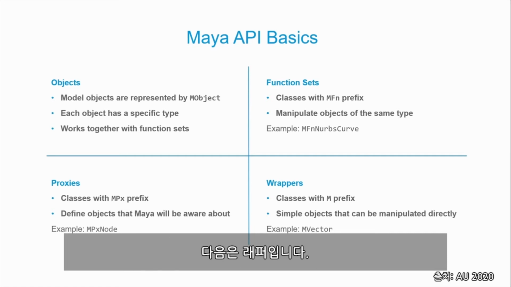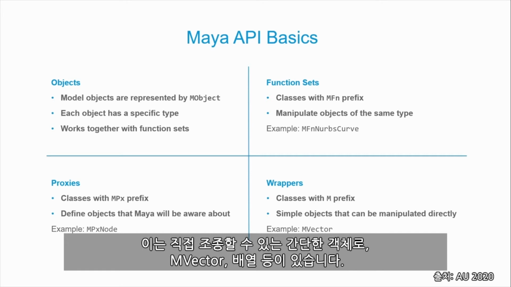Next we have wrappers. These are classes with an M prefix. And these are just everything else. They are simple objects that can be manipulated directly. So for example, MVectors, arrays, etc.